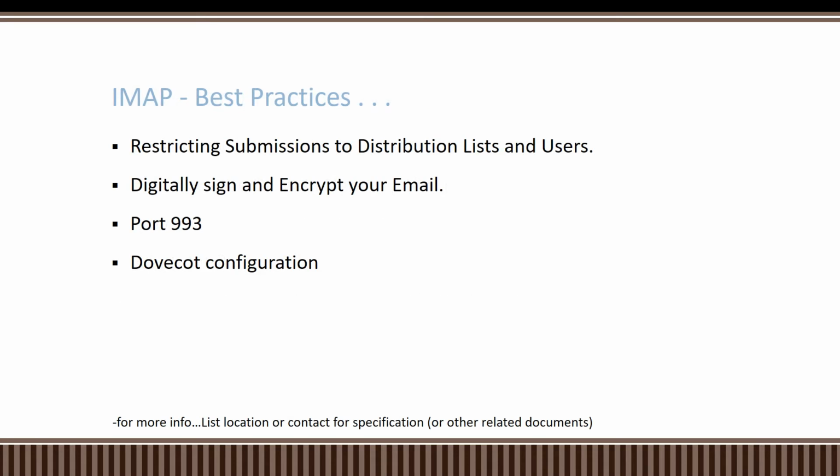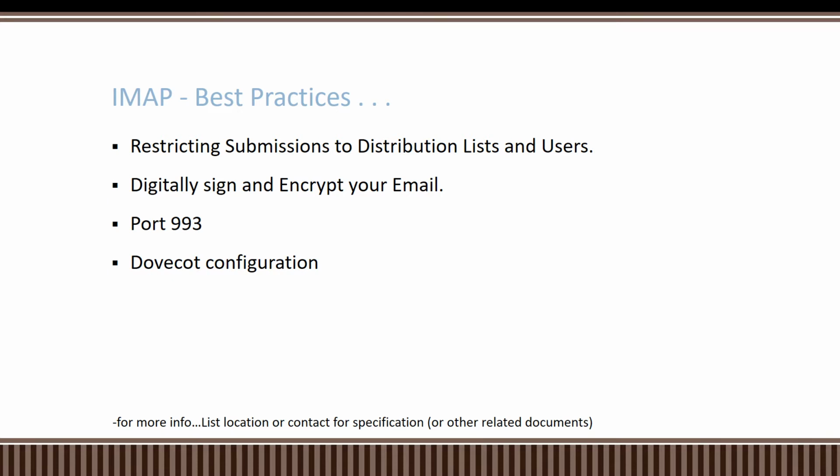So here we'll talk about some of the best practices we can take to secure IMAP. The first one is restricting submission to distribution lists and users. Restrict who can send email messages to an individual user or a distribution list. Restricting submission on a distribution list prevents non-trusted senders, such as unauthorized internet users, from sending mail to an internal-only distribution list.